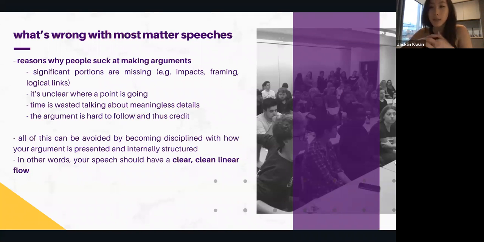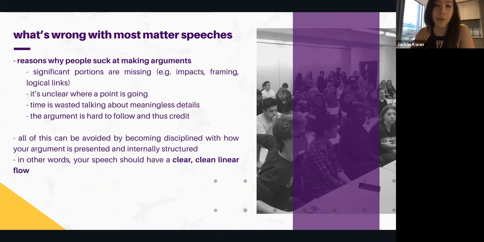Number one, lots of significant portions are missing. So maybe it looks like impact. Sometimes people miss framing. Sometimes people miss really crucial logical links that they didn't know they needed to prove. And this is always really difficult to try to get people to fix because you just don't know what you're missing until after the fact when the judge tells you that's why you took the third or the fourth. So internal argument structure is not only good for a judge trying to follow your arguments, but it's really good at internally checking what parts you're missing before you even speak. So we'll see that later on.